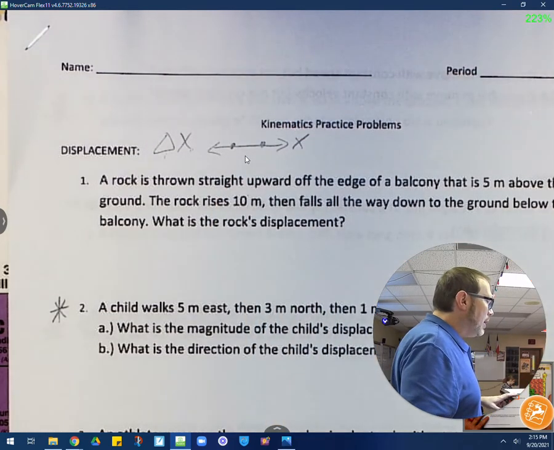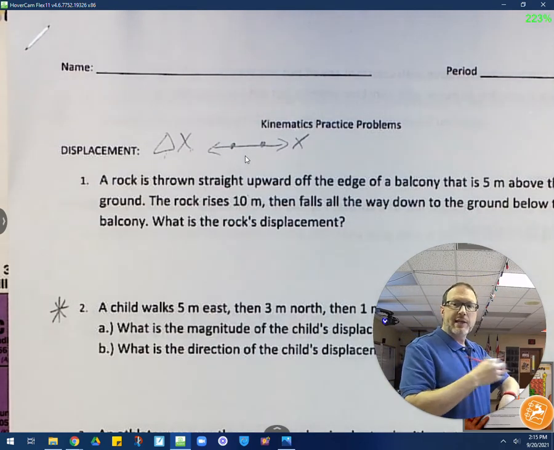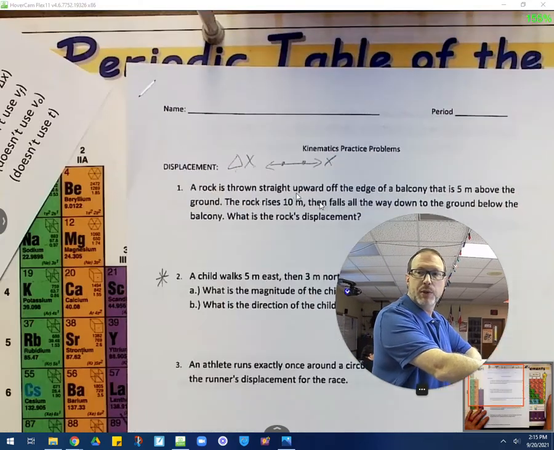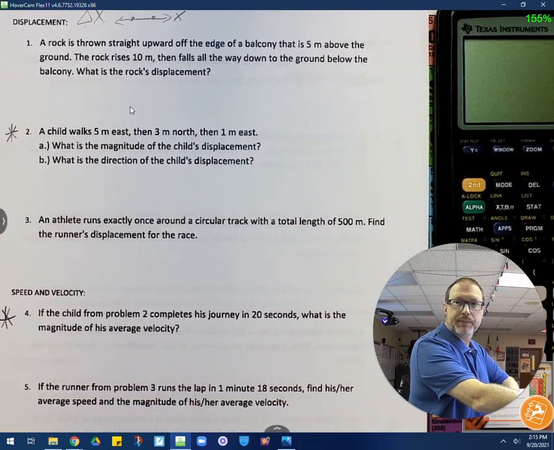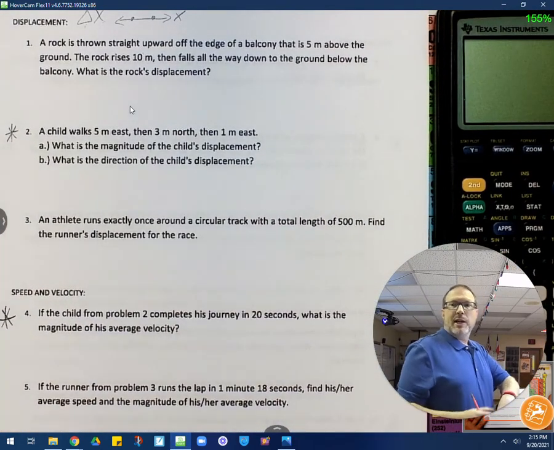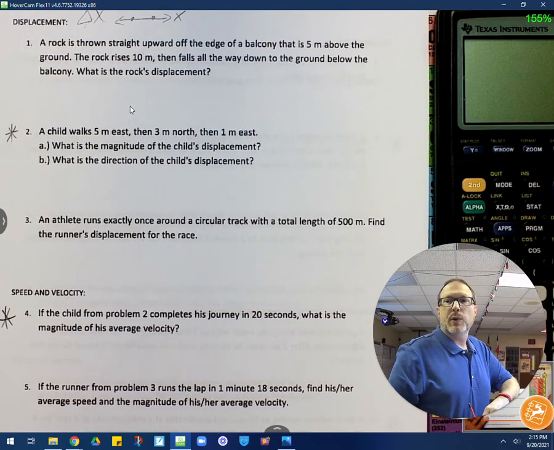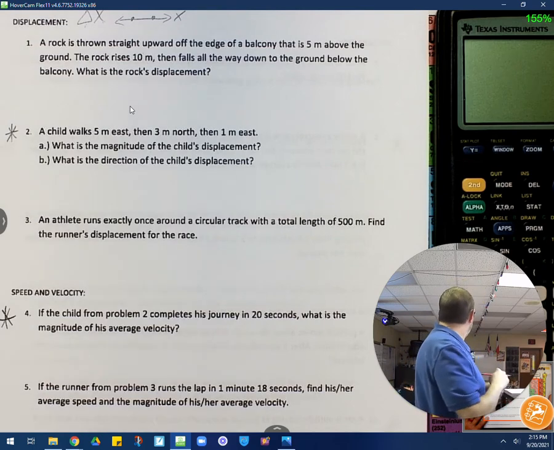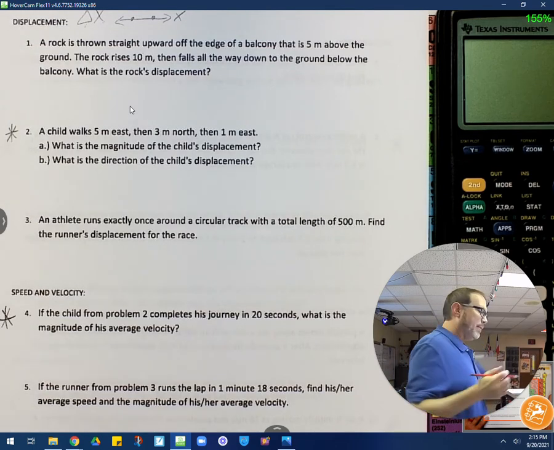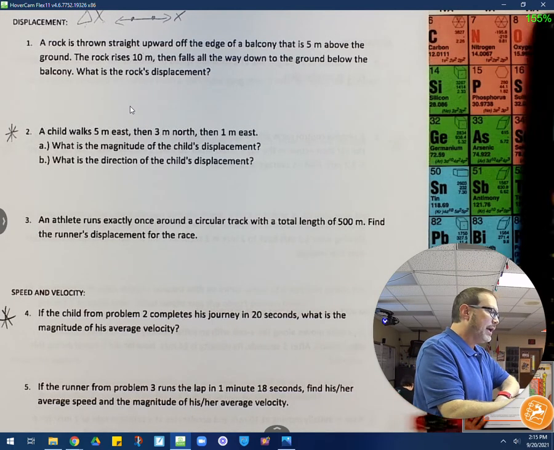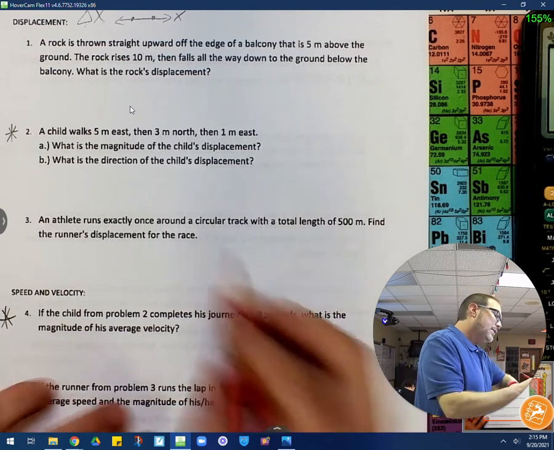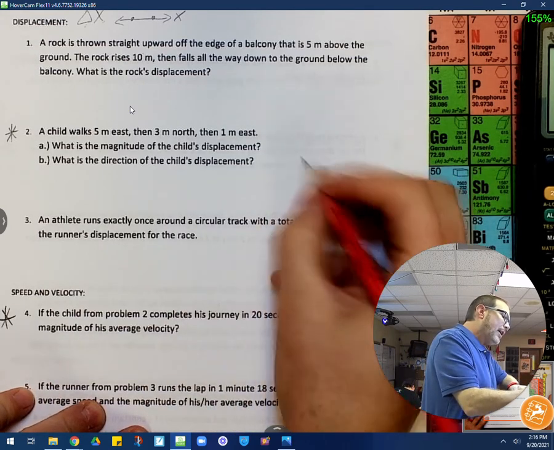Okay, so what I'd like to do is look at problem number 2. A child walks 5 meters east, then 3 meters north, and then 1 meter east. I want to know what's the magnitude of this child's displacement. To solve this, the easiest thing to do is to make yourself a diagram. So I'm going to make one off to the side here.